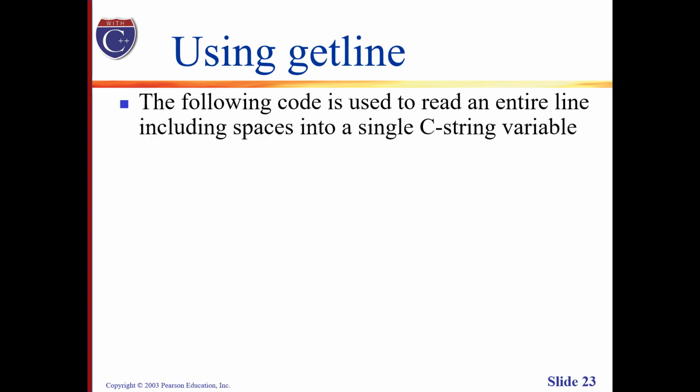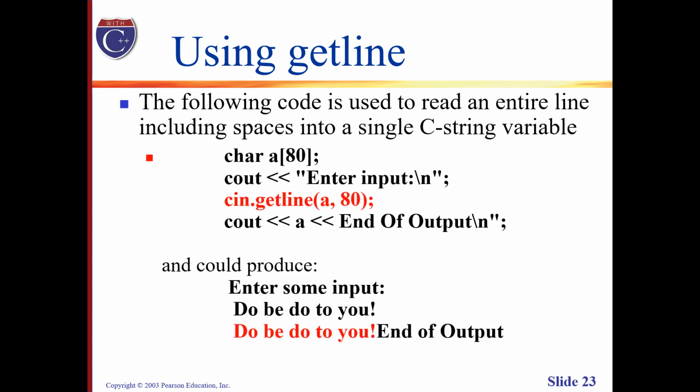So how do we use getline? The following code is used to read an entire line, including spaces, into a single C-string variable. For example, we have the following source code. If we run this, it will produce the following output.